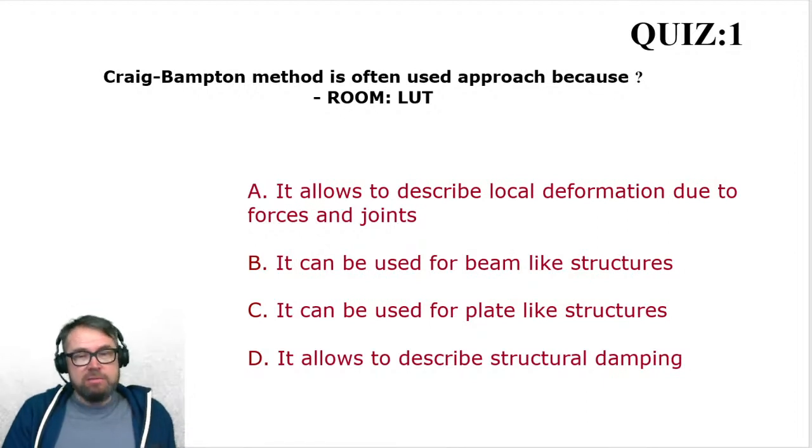The second option is that it can be used for beam-like structures. That's what makes it famous. The third one is that it can be used for plate-like structures, and that's what makes it famous. And the final one is that it allows to describe structural damping, and that's why it is very popular. Now, which one is the correct one?